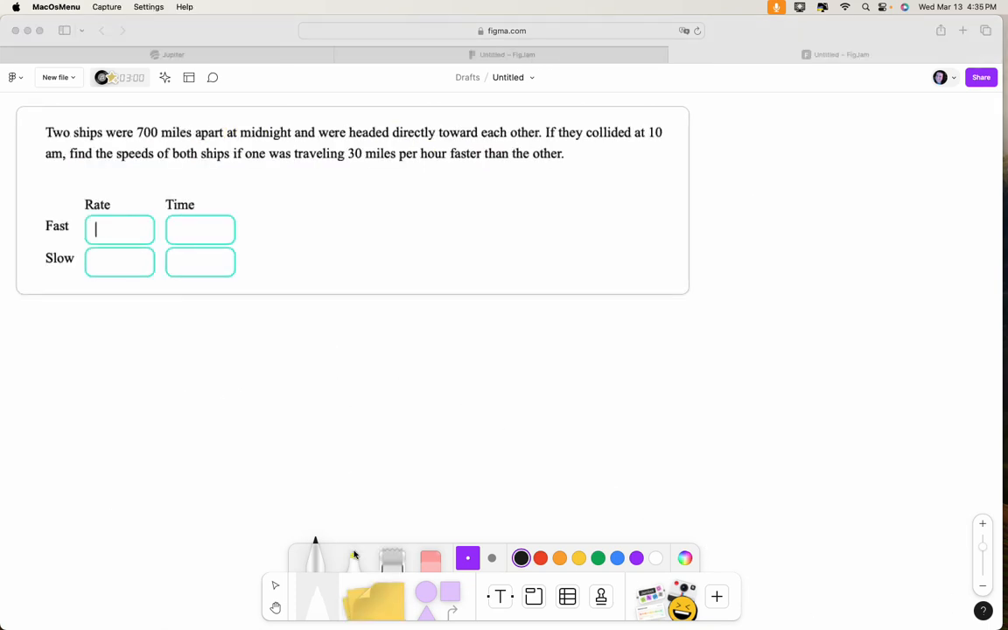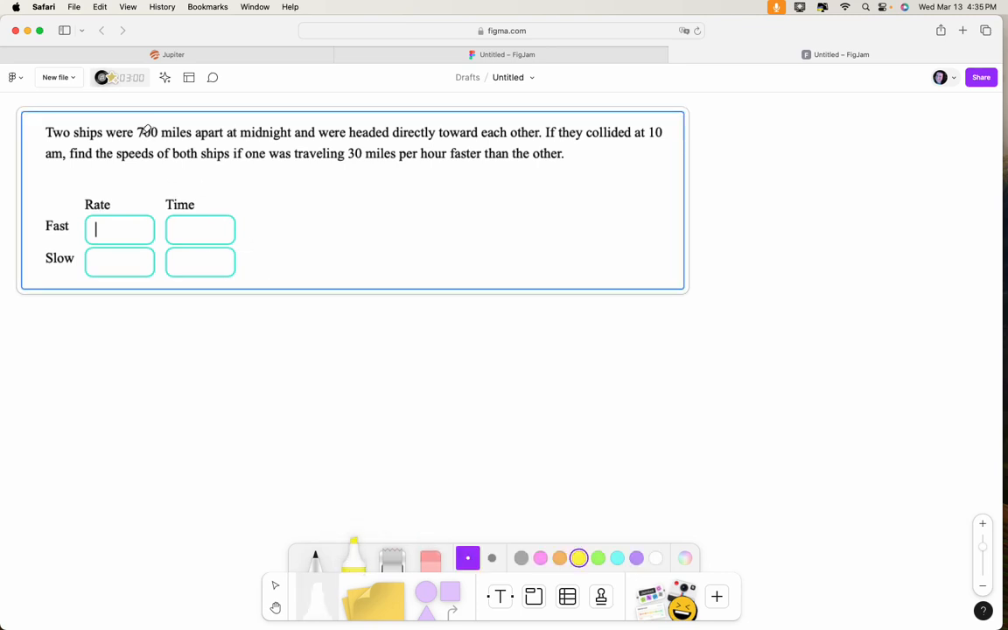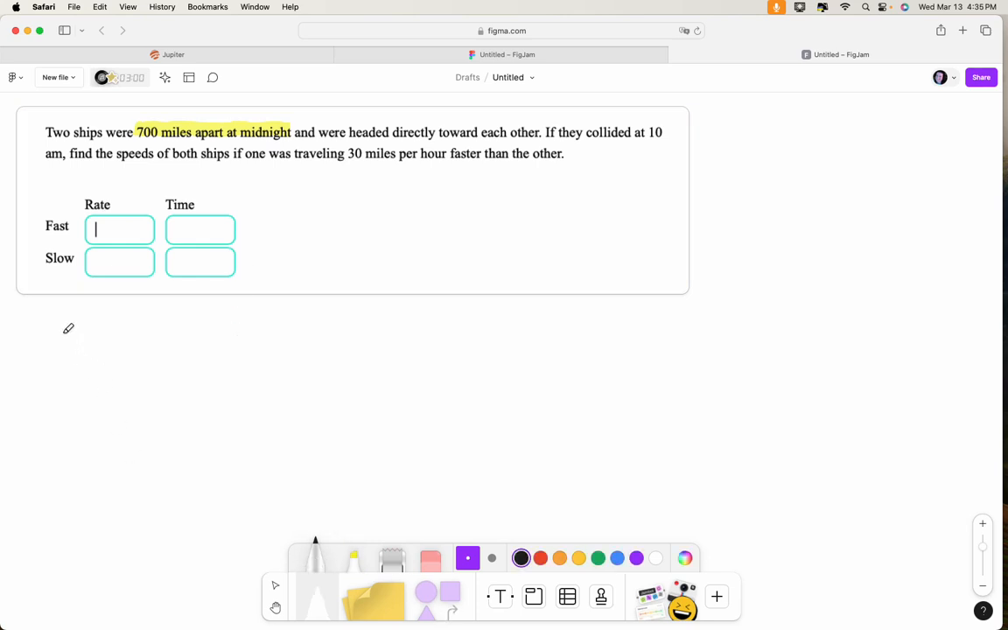All right, so here we've got 2 ships, and it gives us a total distance. I meant to use this one. They were 700 miles apart at midnight. So I can draw a picture here. I've got these 2 boats. I've got the fast boat over here and the slow boat over here. And they are a total of 700 miles apart. That's their total distance. And at midnight, so 12 a.m., that's where they were, 700 miles apart.